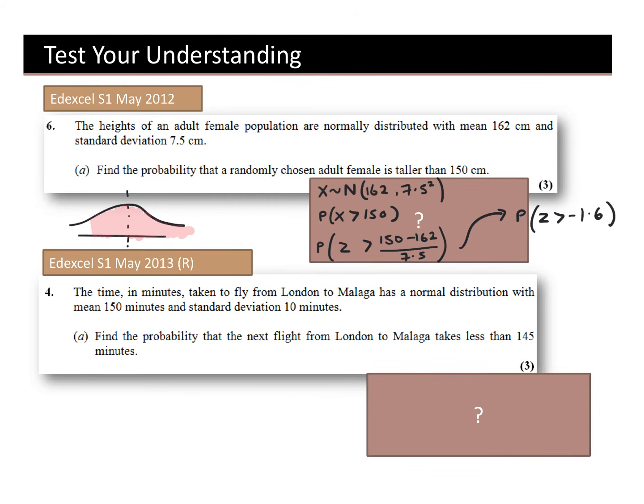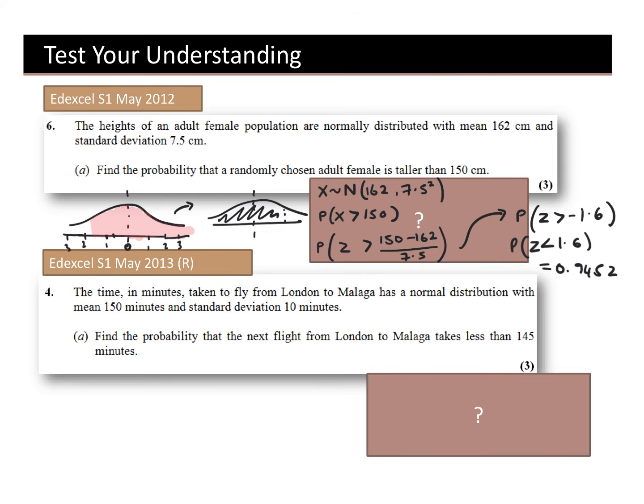Now, lucky for us, we know there is symmetry, so actually this is the same as saying we want less than the positive value. So we want the probability of Z being less than 1.6, which is going to equal 0.9452. Nice and easy and simple, 3 marks.